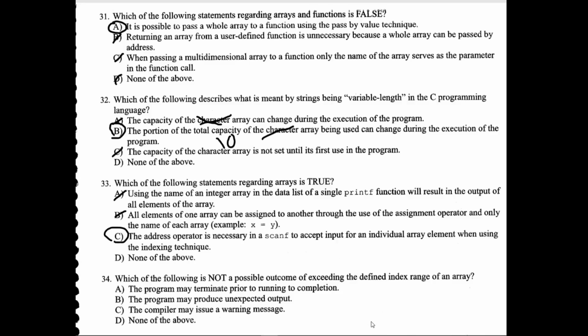Moving on to 34, which of the following is not a possible outcome of exceeding the defined index range of an array? Many of you may have experienced this when you're doing the labs or some of these things. A, the program may terminate prior to running to completion. That's definitely a possibility if it runs into some undefined behavior at the end of an array.